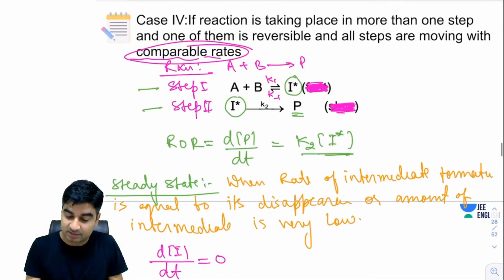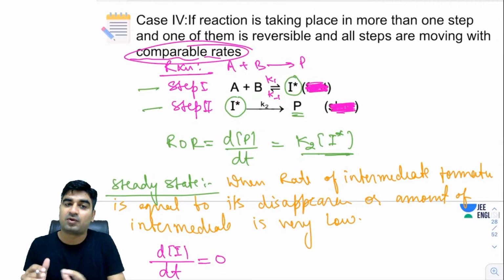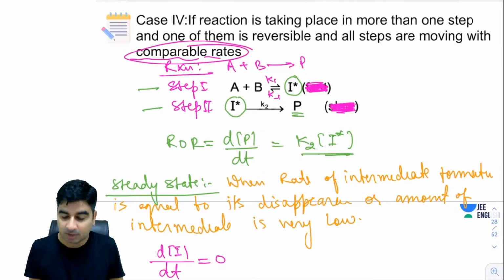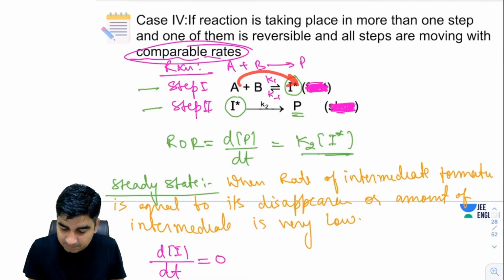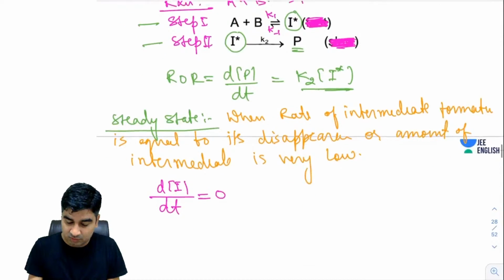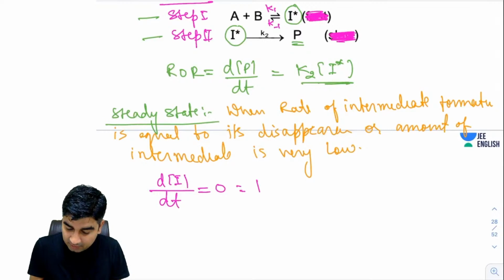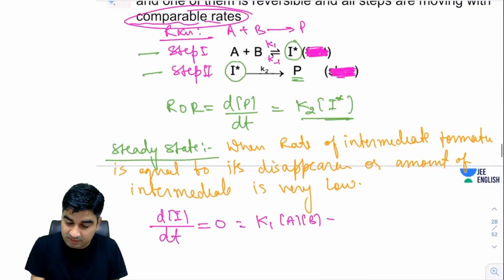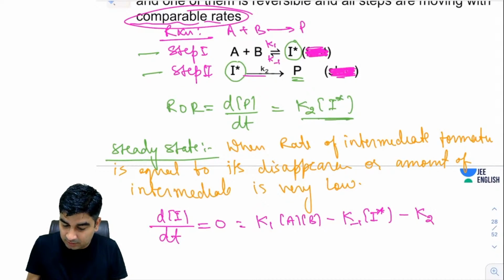So let's decide from where the intermediate is getting formed, in which step it is being formed. It is forming from the first step, and it is disappearing here and here, backward. Just see, there are two ways I star can disappear, but it can appear only one way. So the rate of appearance will be K1 into A into B. Now the rate of disappearance: first it is going reverse, K minus 1 into I star, and then it is going here, K2 into I star.